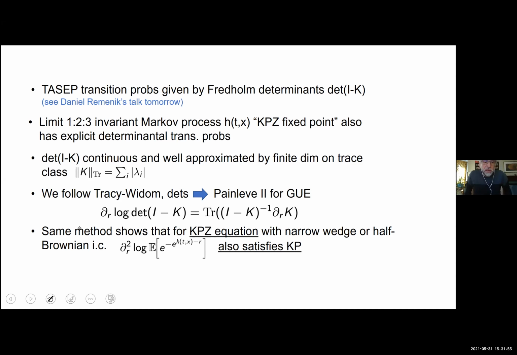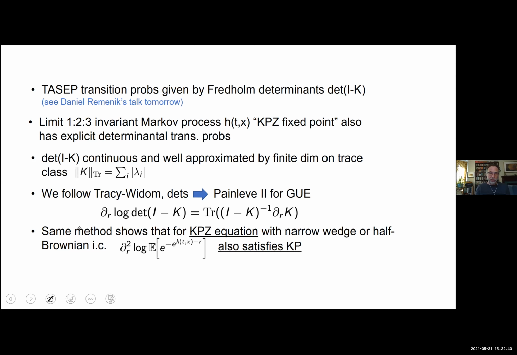So just a few technical things. The Fredholm determinant of an operator is a continuous map on the trace class. So it's important that these operators K, which I'll describe in a minute, are trace class. And the trace norm you can just think of as the sum of the absolute values of the eigenvalues. Unfortunately, the trace norm is a nightmare to compute.